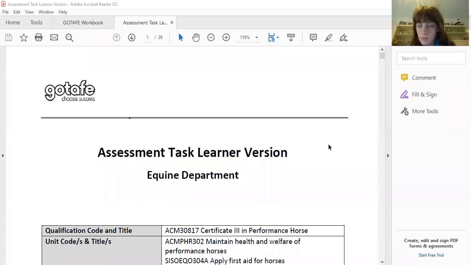So what we're going to be having a look at in the webinar today is your assessment task learner version, or your assessment items for your horse health cluster. Can you see that PDF document on the screen?